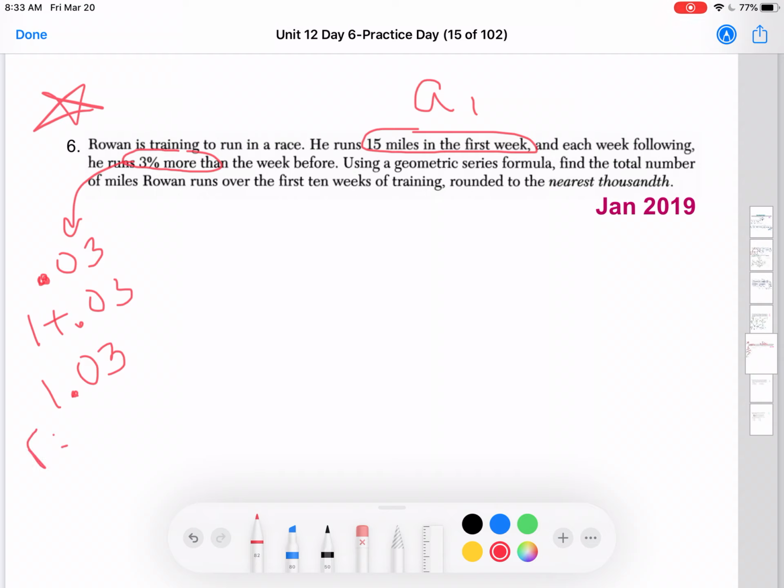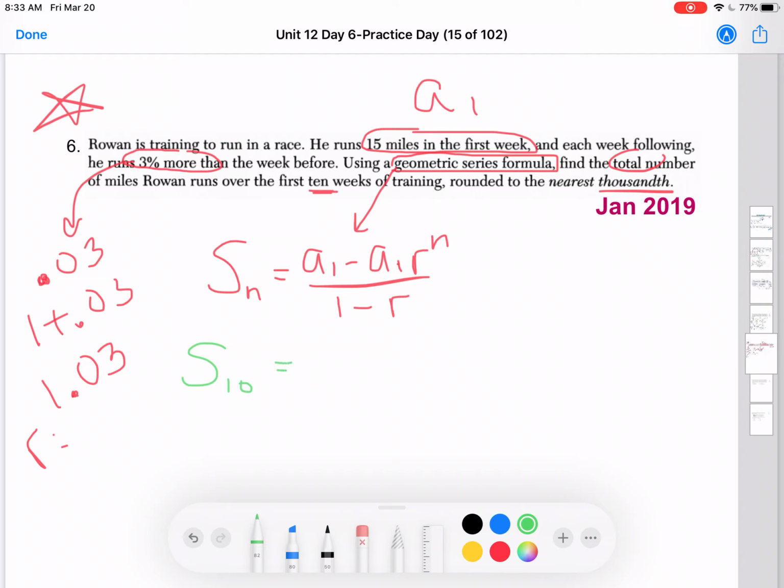All right, look, this is what we did on the last lesson. Using a geometric series formula. Now that's on the reference sheet. S sub n equals A sub 1 minus A sub 1 times r to the n over 1 minus r. Find the total number of miles, total, right, summation, or this geometric series formula, that Rowan runs over the first 10 weeks to the nearest thousandth. Okay, so we're doing this for 10 weeks.